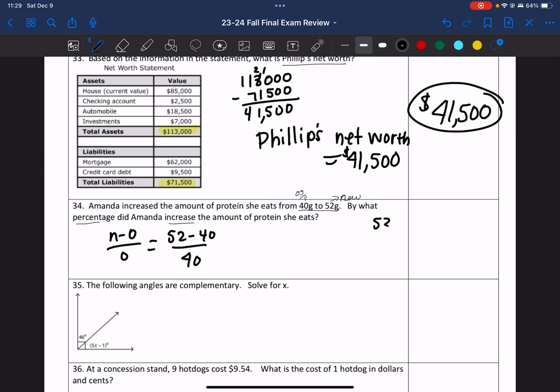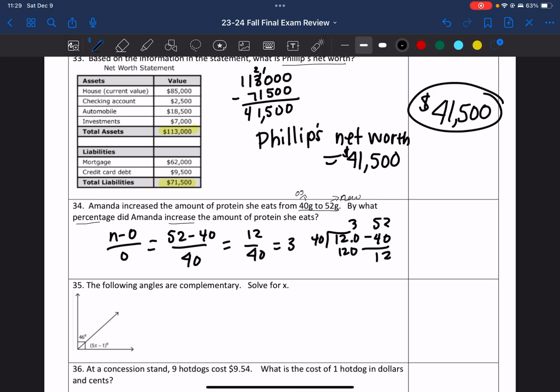Let's do 52 minus 40. 2 minus 0 is 2. 5 minus 4 is 1. That would be 12 divided by 40. Now I just have to do 12 divided by 40. I have to add a decimal and a 0. So here 4 can go, let's see, 3 times into 120. So that means that we get 3.